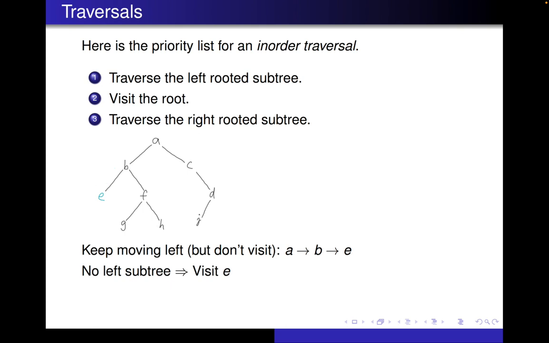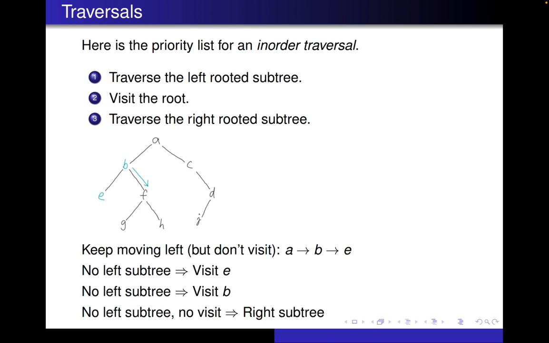And now we go back up to B, where we have already traversed the left subtree. And now, since we've traversed the left subtree, we can visit the root. So now we're still at B. We've already traversed the left subtree, so we can't do that. We've already visited the root, so we can't do that. So now we go to the right subtree, which is F.